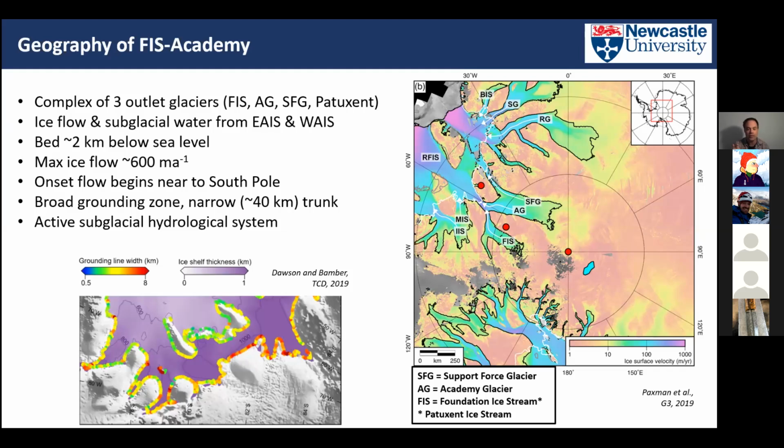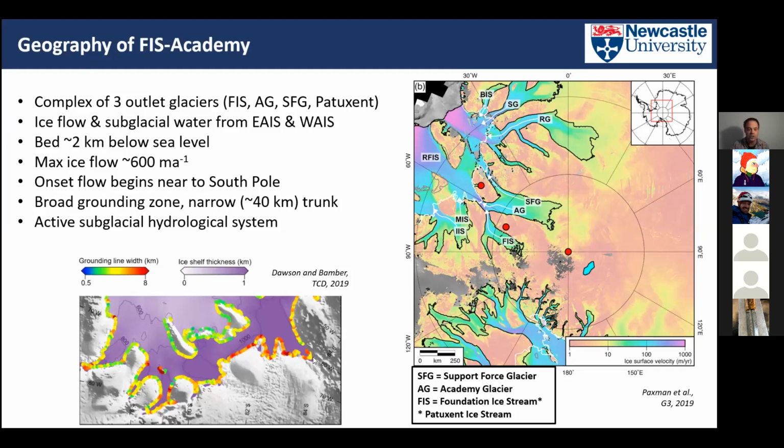So a complex set of three main tributaries combine to form the joint Foundation Academy trunk. What's interesting about it is that it brings in and composes ice that comes from West Antarctica through the Foundation Ice Stream side, but also the Academy Glacier side brings in ice from East Antarctica.